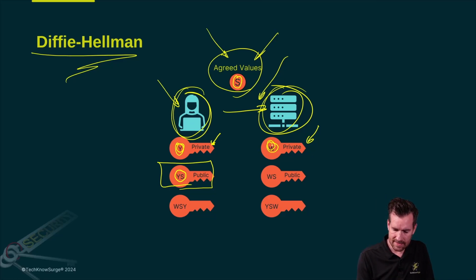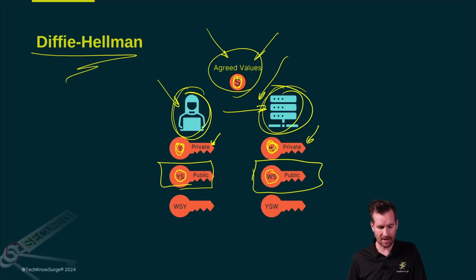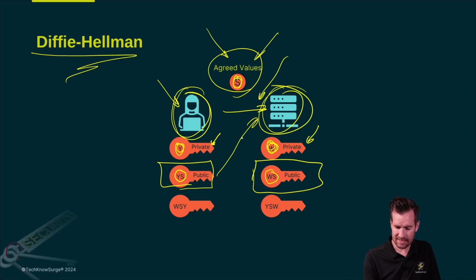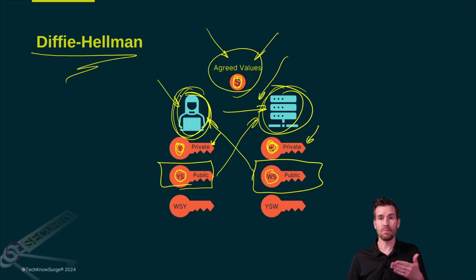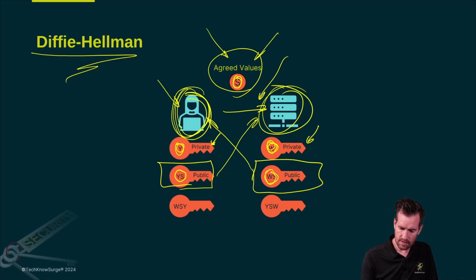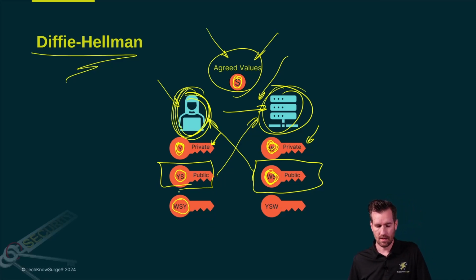Same thing, the web server does the same thing. Takes the W, combines it with the S to create a key that's WS. And then they now have a public key that can be seen by anyone that's out there. These two keys are exchanged. So this key gets sent to the web server, this key gets sent to this user. Now they have each other's public keys, and anybody else could have it too, it doesn't matter. This user is going to take the public key that she was given, which is WS, and combine it with her private key, and we'll end up with a WSY key.